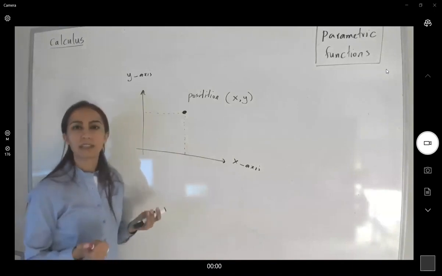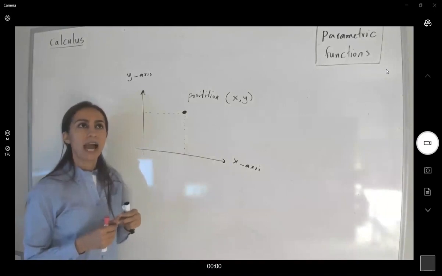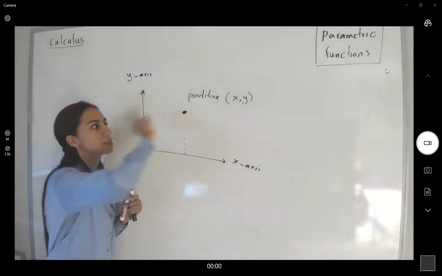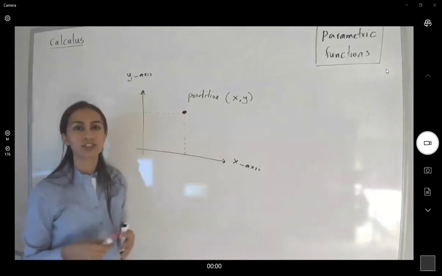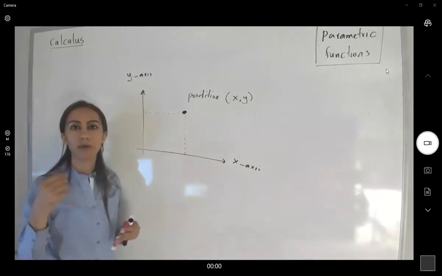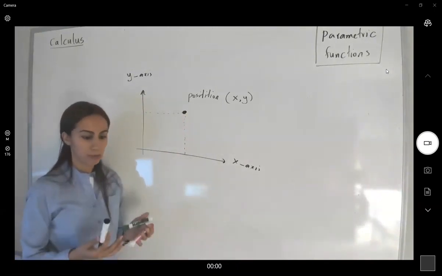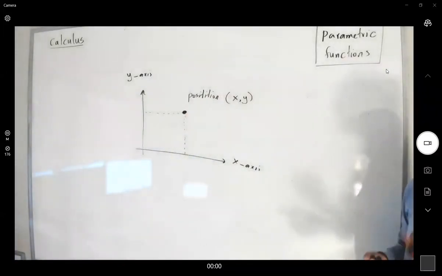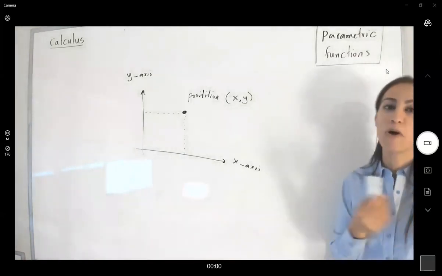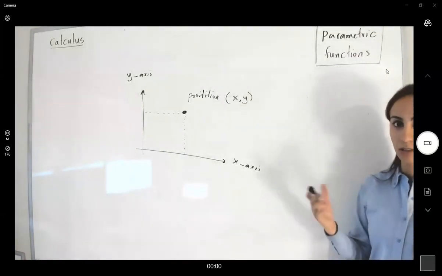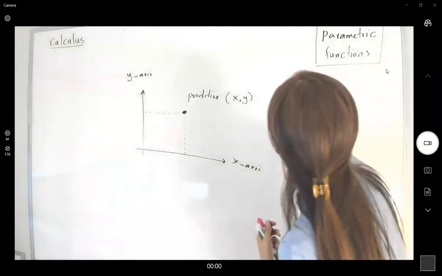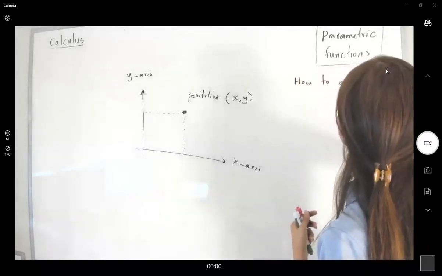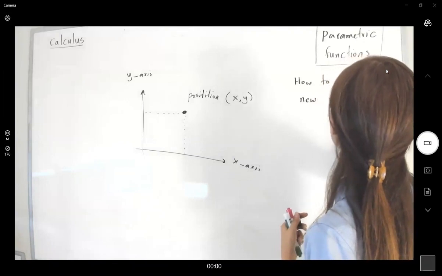You might be interested in, okay, at time t, where this guy is located, what's the position of this particle at time t? This is a legitimate question. You should be able to ask this question and try to answer it by assigning a new variable. So the question is how to assign a new variable.